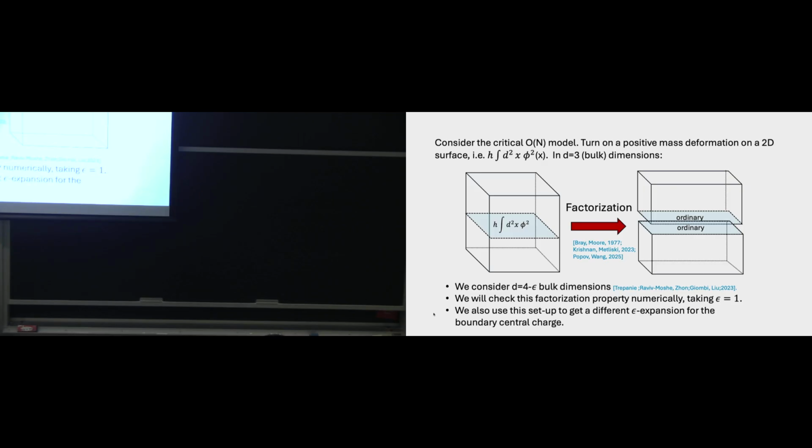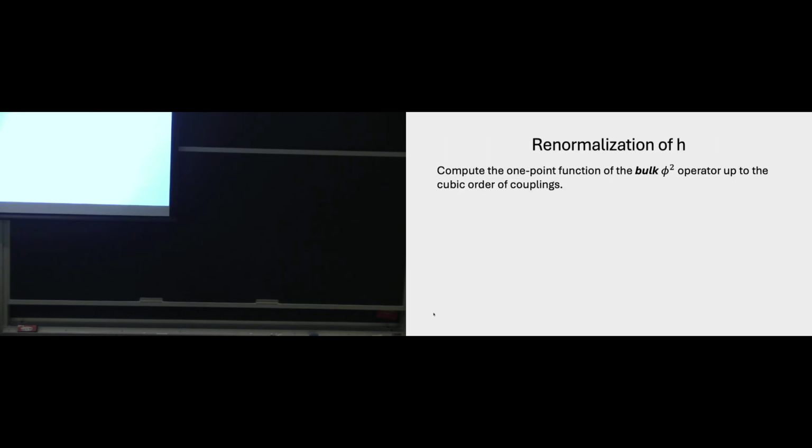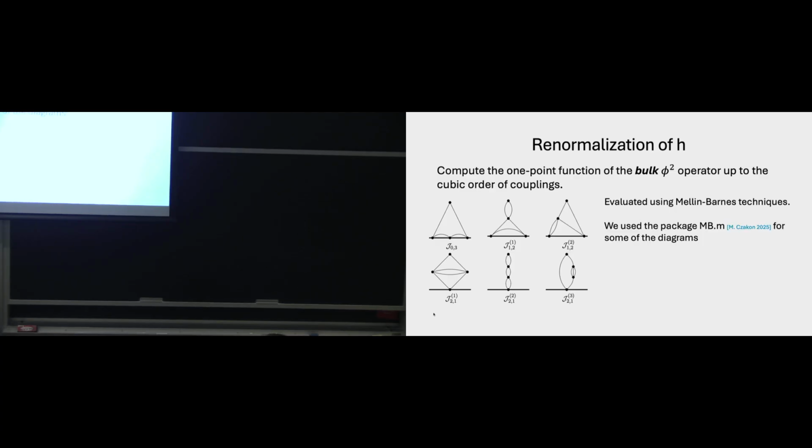we also use this setup to get a different epsilon expansion for the boundary central charge. So the first step is to compute the renormalization of H. For that, we just need to compute the bulk one-point function. These are the diagrams. These are the highest order diagrams we consider. And we use the Mellin-Barnes technique. Some of them are evaluated using this package. And we found the beta function. So lambda is the bulk coupling and H is the defect coupling.